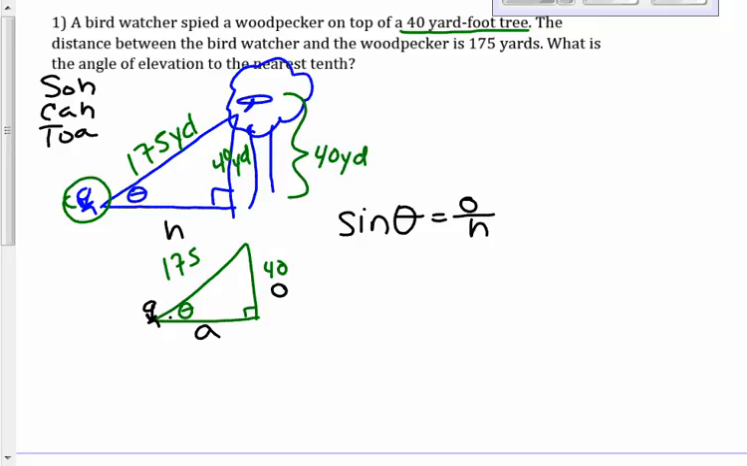We substitute right into our calculator after we plug in here. So we're going to have sine of theta equals our opposite, which we know is 40, all over our hypotenuse, which is 175. So at this point, we know we're solving for an angle. Since we're solving for an angle, you need to take the inverse. Anytime you're looking for an angle, it's an inverse. So go ahead and grab your calculators.